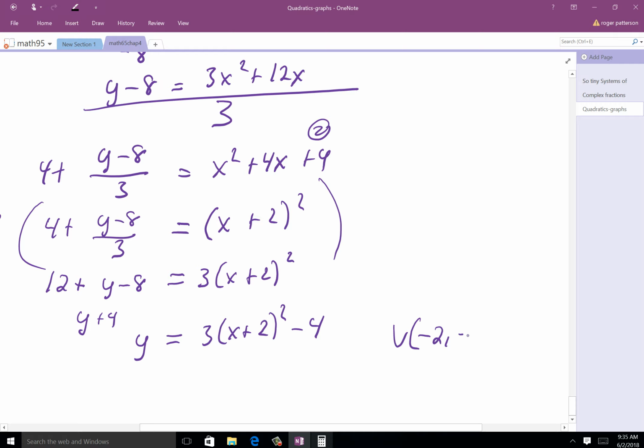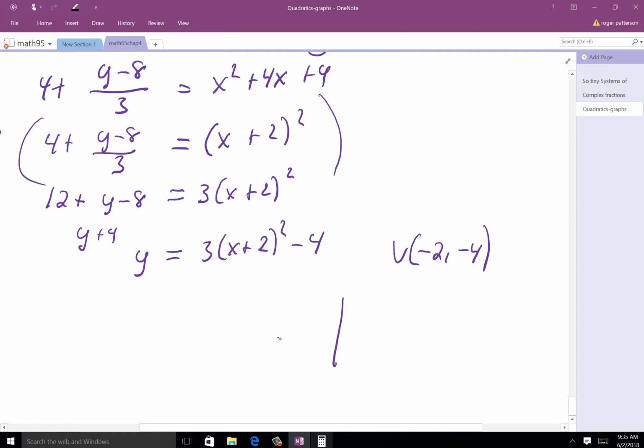Negative 2, negative 4. Sketch. Negative 2, negative 4. 3 is going to be a little thinner than usual. Okay. There it is. Axis of symmetry, right down the middle, -2. You can answer any question you want.